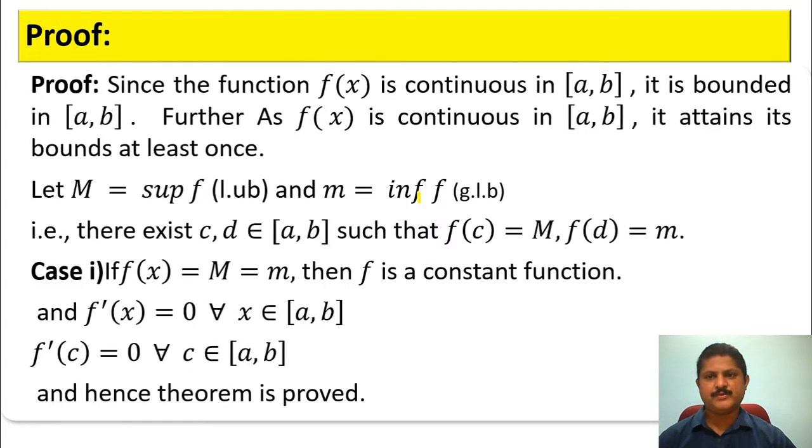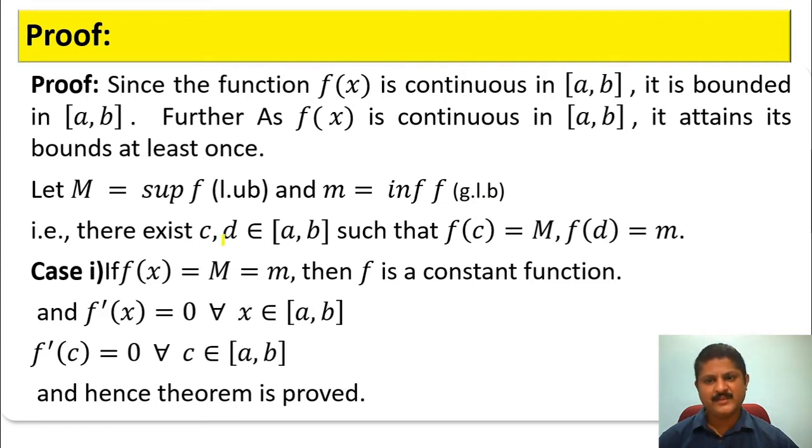Next, I am going to prove Rolle's theorem. Since the function f of x is continuous in the closed interval [a, b], it is bounded in [a, b] by a known theorem. Further, as f of x is continuous in [a, b], it attains its bounds at least once, again by a known theorem. Then the infimum and supremum of the function f of x must exist. Let capital M be the supremum of f, that means the least upper bound, and small m equal to the infimum of f, that is the greatest lower bound.